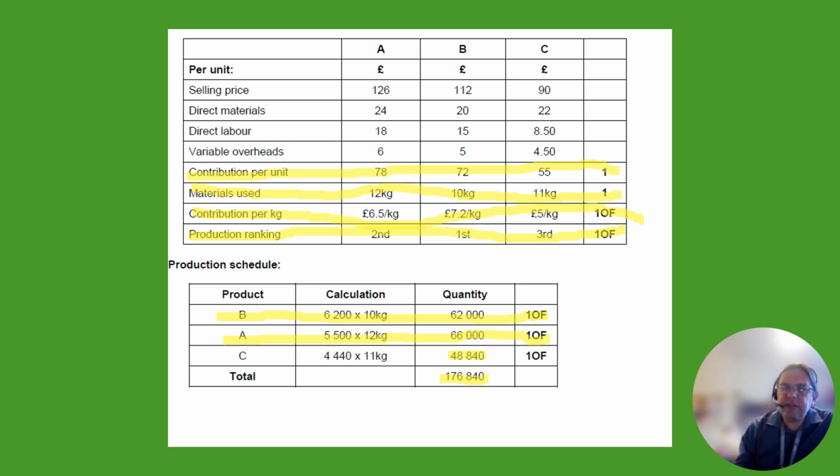So what you've got to do slightly differently now is work backwards to work out how many units you can make of the last ranked product. So if you've got 48,840 kilos, you're going to divide it by the 11 kilos per unit, and that gives you the 4,440 units that you can make of C. So we've got our optimum production plan. We've got 7 marks. Now we've got to work out the maximum profit.